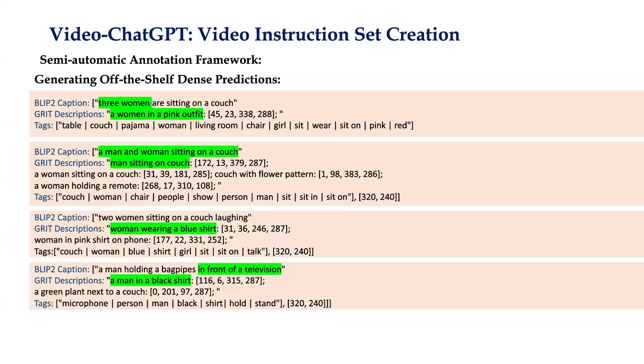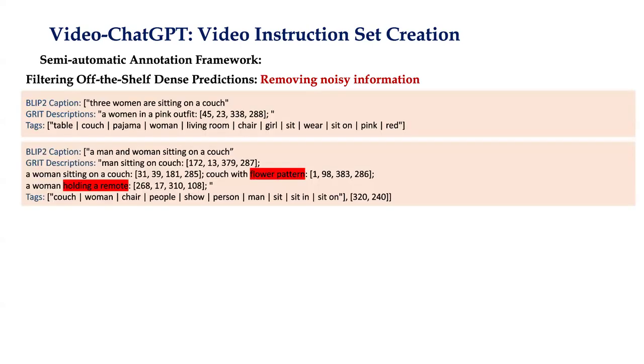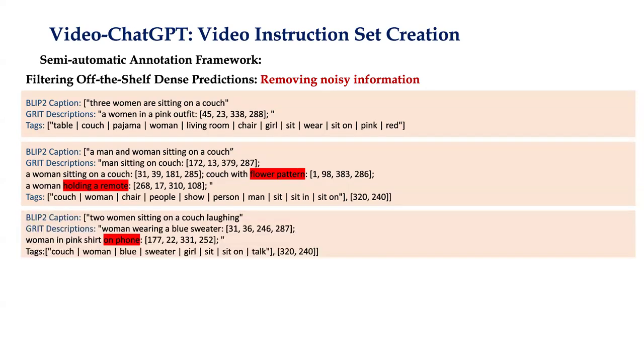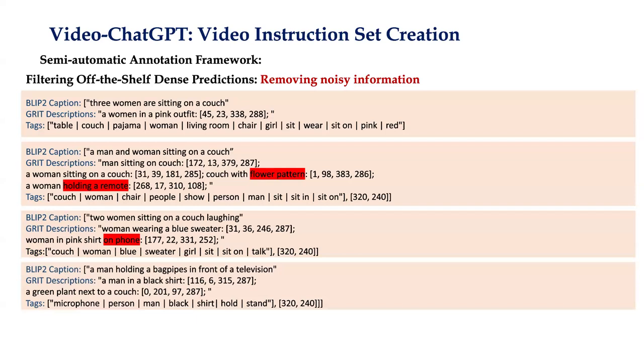And then the thing is to take that and remove the noisy information, okay? So for example, the flower pattern wasn't really there, and holding a remote wasn't there. So they look at the consistency between these three pieces of information, and that's what they end up doing. Okay, so now, because you start with a frame and use all the resources, combine them, you have a caption for the video.